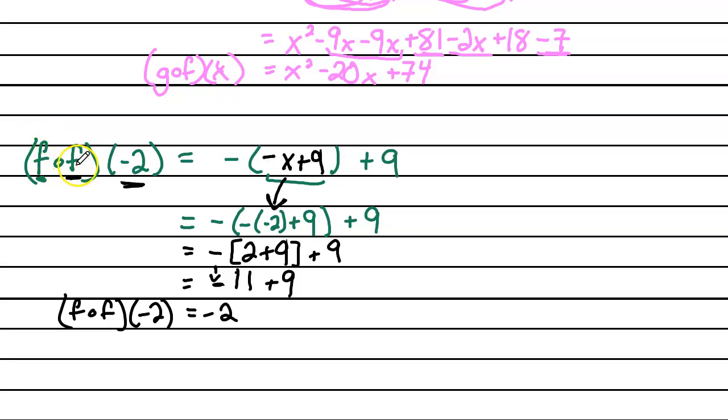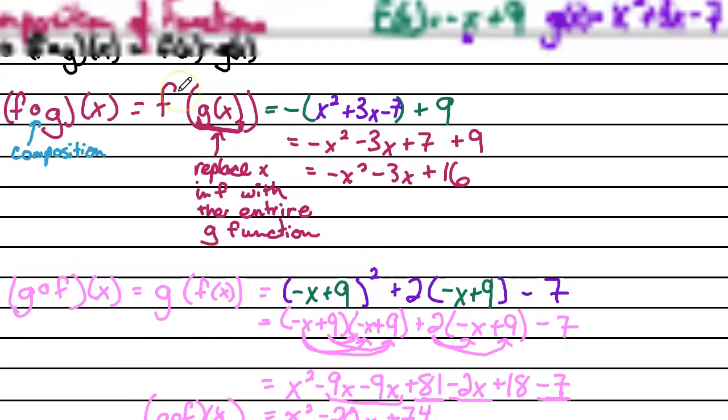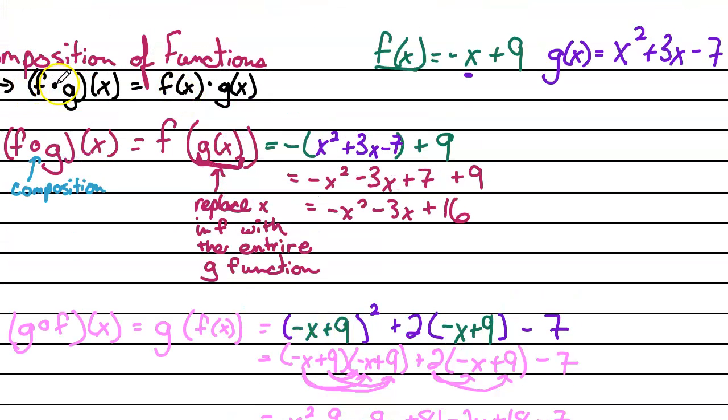So you can put the same function inside of itself, just like this. You can put different functions inside of another function, like we did previously. This is called composition of functions when you have the open circle here. It is not multiplication. Please make sure you pay attention to closed circle versus the open circle. Okay? Try some of these and then let me know if you have questions.